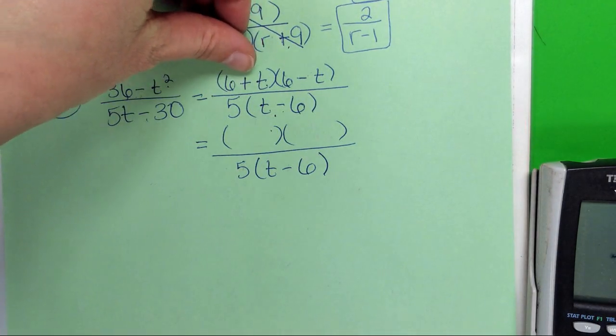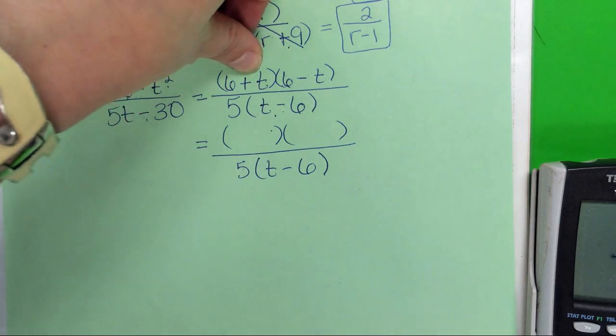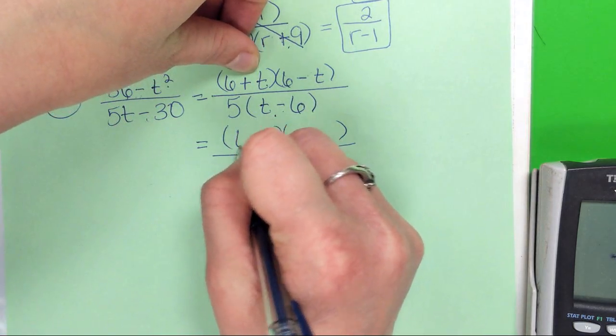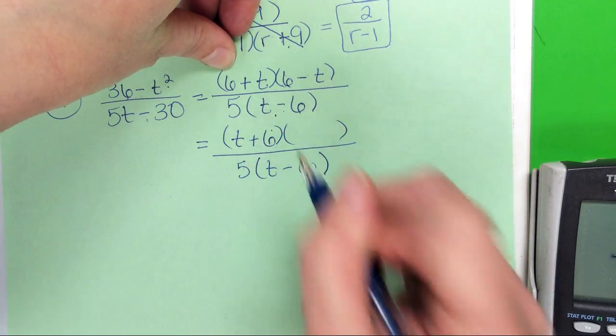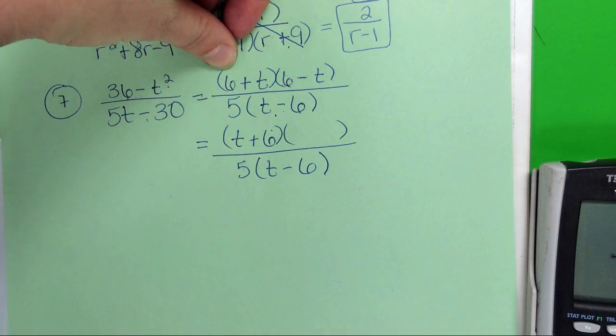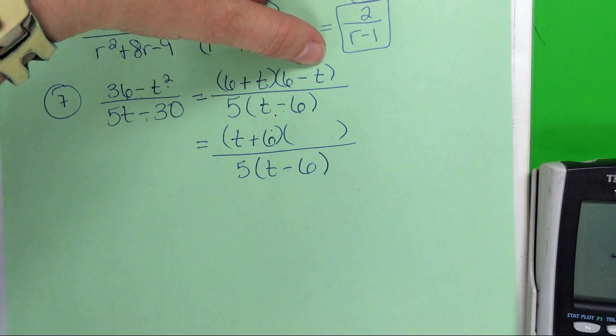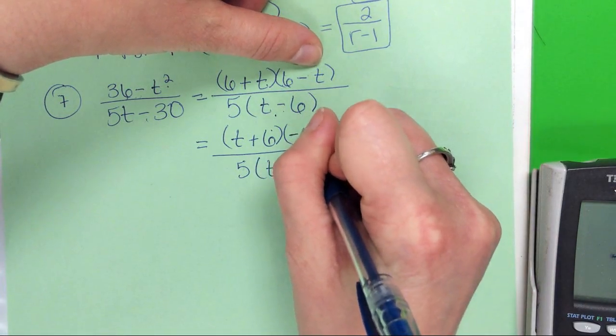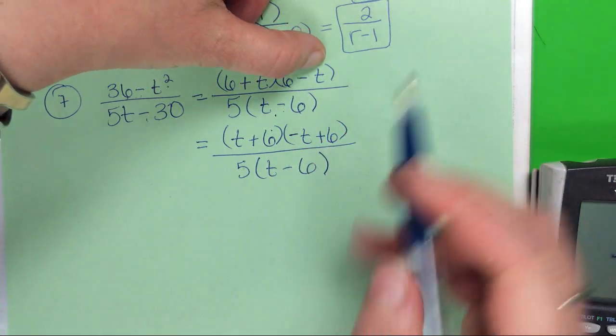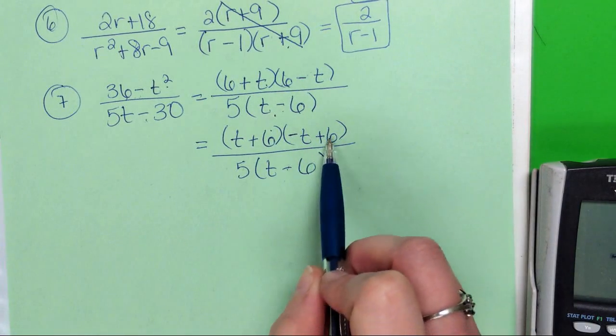Alright, let's move this top one around. What kind of T is that? A positive. And what kind of 6 is that? A positive, so plus 6. There you go. Alright, let's look at this one. What kind of T is that? Negative T plus 6. Do you see how these are not the same?